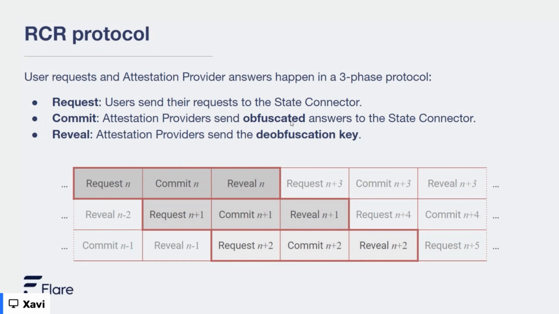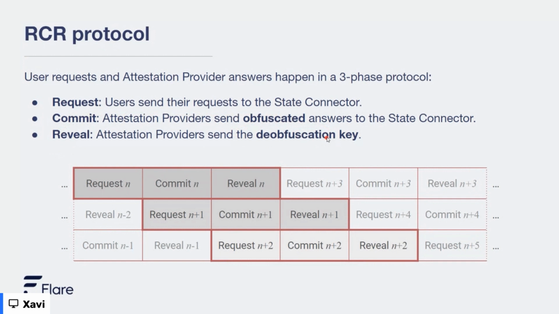So during the commit phase, the results are sent obfuscated. And then during the third phase, the reveal phase, attestation providers provide the deobfuscation key so that the state connector can actually see the results and run the state connector. And this is to avoid cheating.